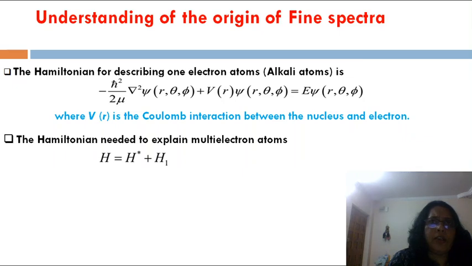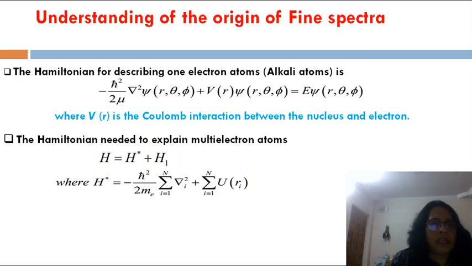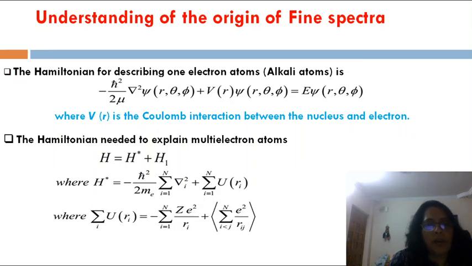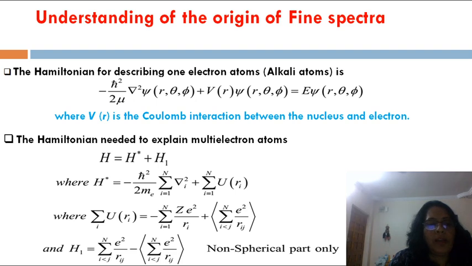H star is the non-spherical part and H1 is the spherical part, or vice versa. Where H star is considered to be this. I am not going into much detail of this because we have already discussed it, where the potential U we consider as this average value, and the non-spherical part we consider like this. And we have solved the Hamiltonian, and then we try to explain the various types of spectra which we observed in case of alkali, helium and hydrogen atom, and this can be extended for other complex systems also.